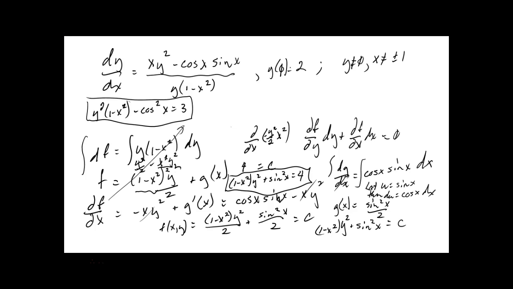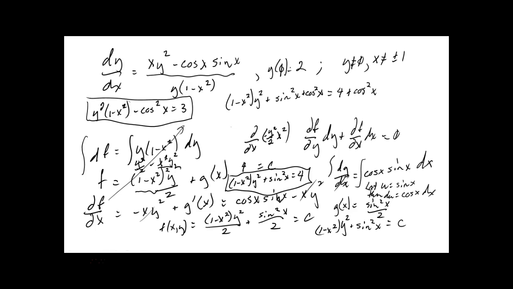Okay. Well, I'm going to do something to ours, because ours is easier. Let's do 1 minus x squared times y squared plus sine squared x is equal to 4. That's ours, right? Now I'm going to do this. I'm going to add a cosine squared x to our left-hand side, but that means I also have to add it to the right-hand side.